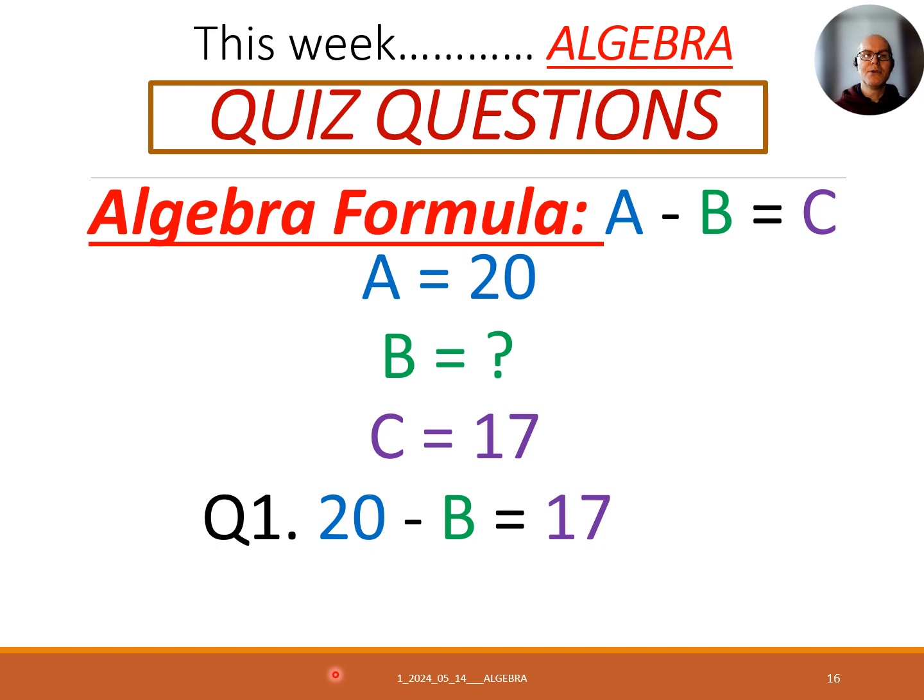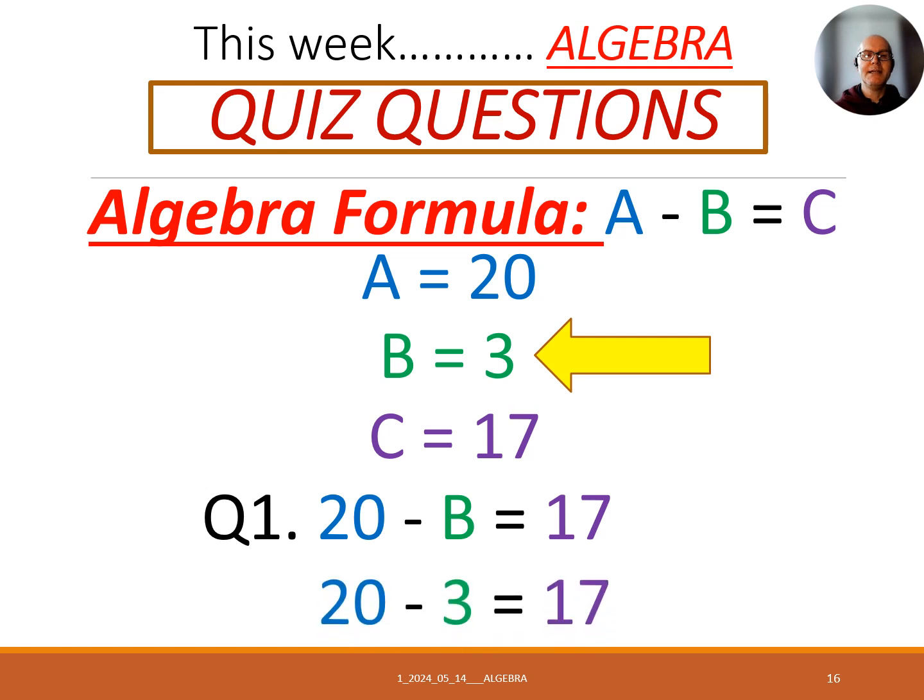So let's substitute those numbers in for the letters. So we've got 20 minus b equals 17. So what does b equal? 20 minus what equals 17? So this is true for when b equals 3. 20 minus 3 equals 17. That's correct.